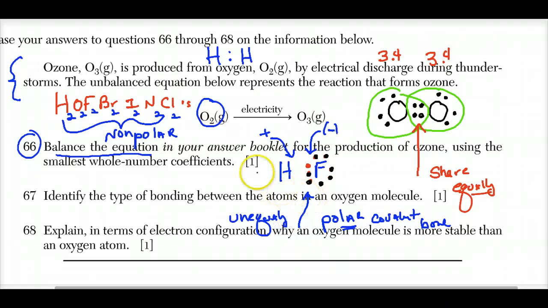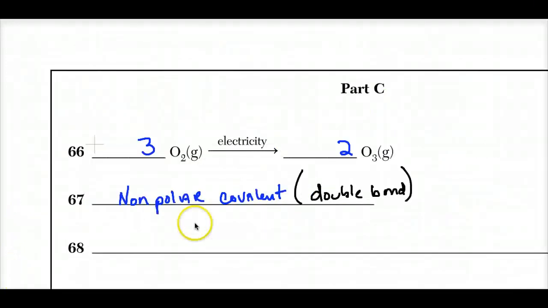Okay, so a little mini lesson there. In any case, the bonding is clearly going to be non-polar covalent. So there it is, non-polar covalent. Now they would accept double bond.